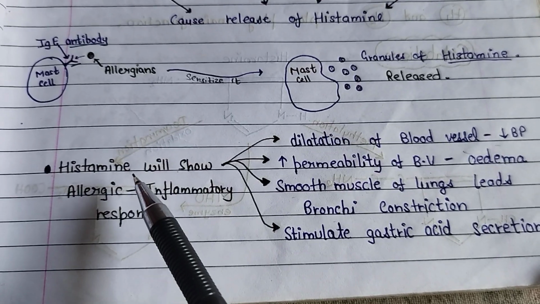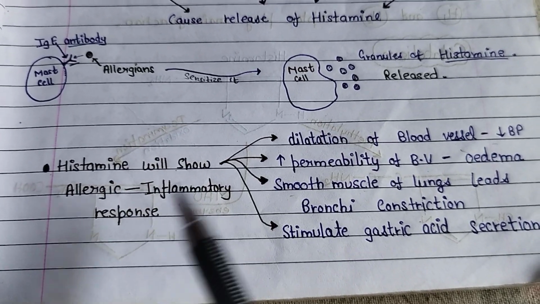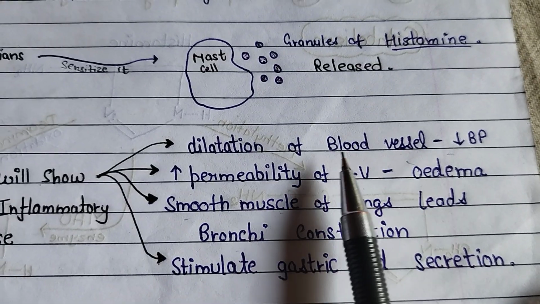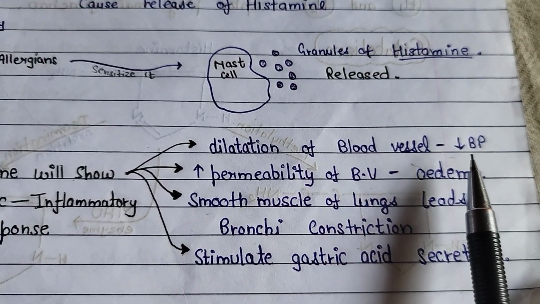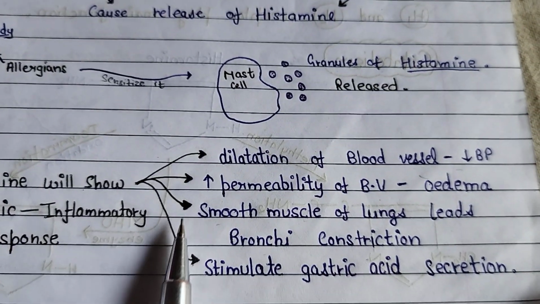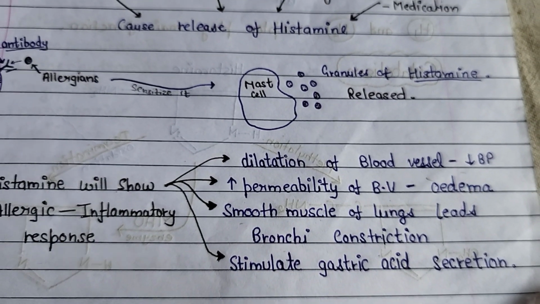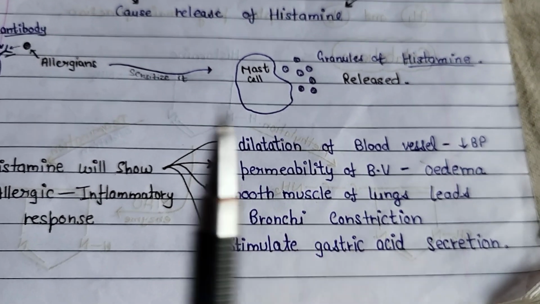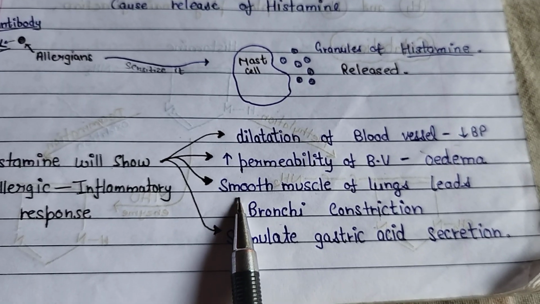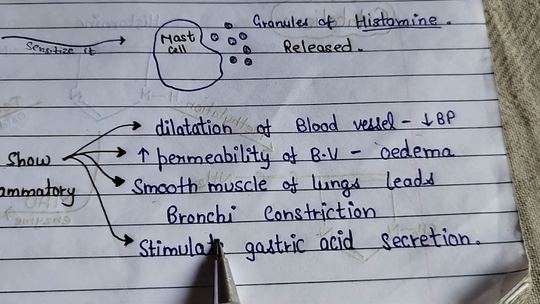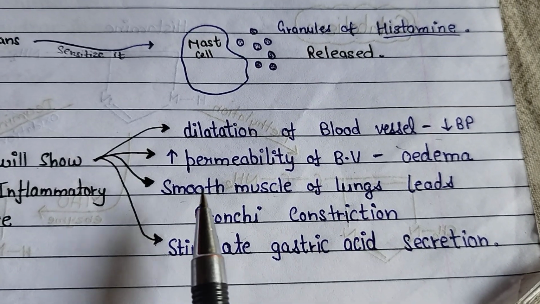When histamine is released, it shows some allergic inflammatory response, and these responses are dilation of blood vessels, so it causes vasodilation and lowers the BP. It increases the permeability of the blood vessels, which will cause edema, fluid accumulation. Then the smooth muscle of lungs leads to bronchial constriction.